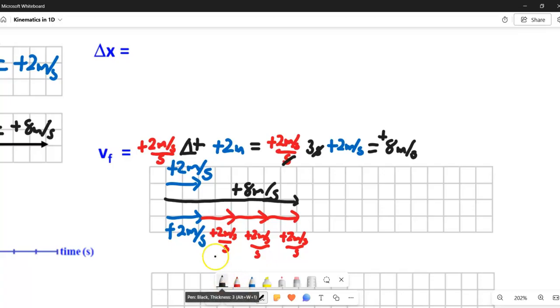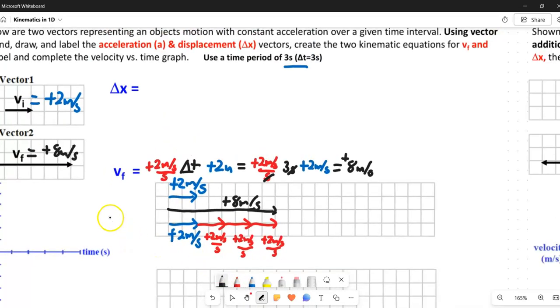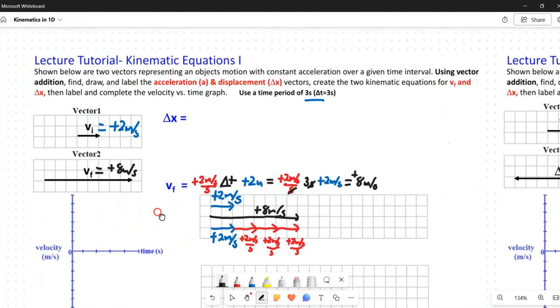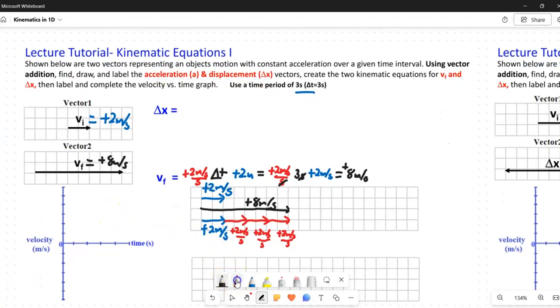Now we could actually go ahead and fill out this position versus time fit, which is going to start out with a half, and that acceleration again is positive 2 meters per second for every second, delta t squared, plus 2 meters per second delta t.